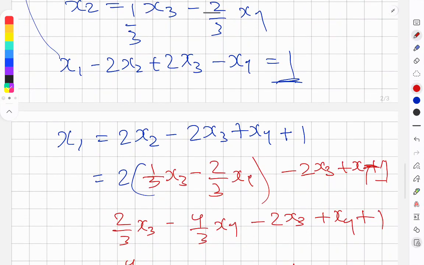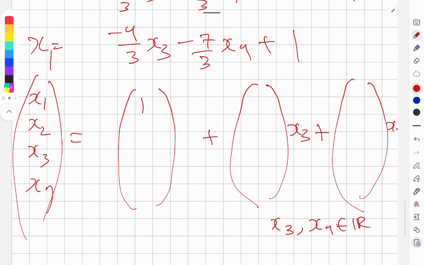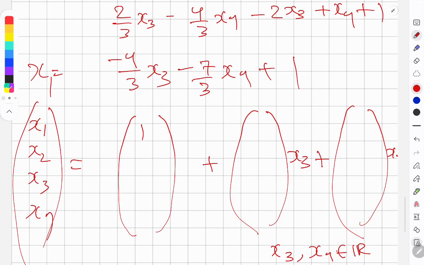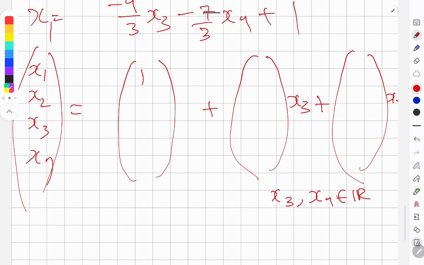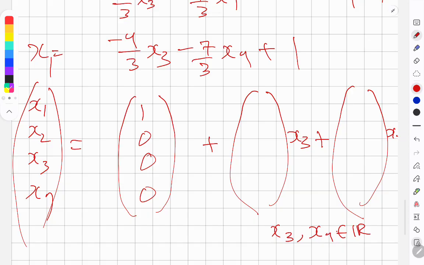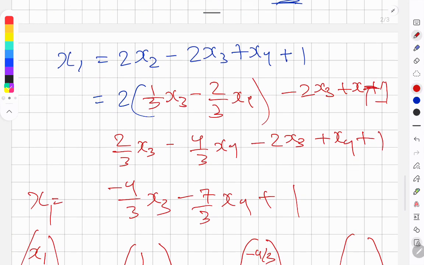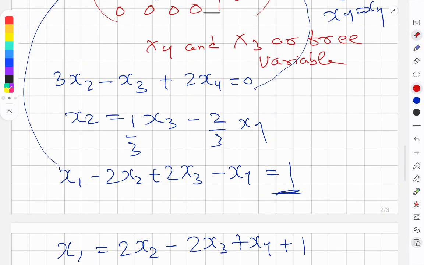How do you determine the particular solution? It is when you write the solution x1 x2 x3 x4 in this form, you have the constant 1, and when you see the equation of x2 there is no constant term. It's 0, and x3 equals x3, x4 equals x4. Here x1 has a negative 4 over 3 x3. So the particular solutions are correct. You just take the constant, and from x2 you get 1 over 3.